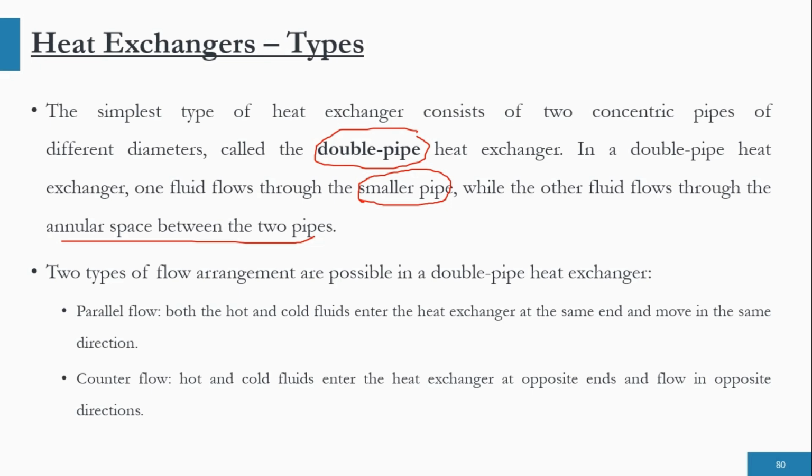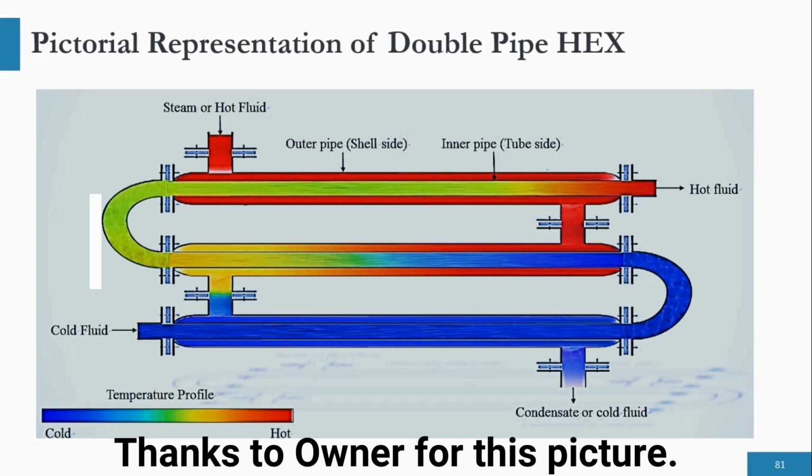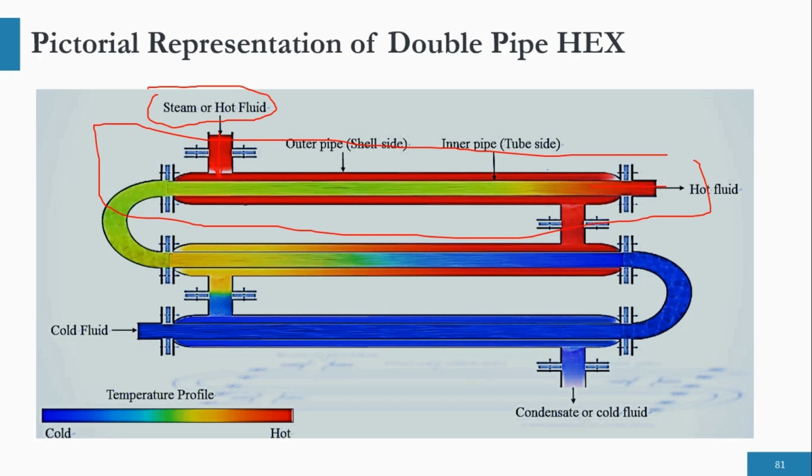Before going further to the flow arrangements, let us see this pictorial representation of the double pipe heat exchanger. The steam or hot fluid flows through here. Now these are the two pipes. This is the inner tube or inner pipe through which the cold fluid will be flowing, and this is the outer tube or the outer pipe, which we can call the shell side. The inner pipe we can call the tube side, the outer pipe the shell side. So the hot fluid comes here, passes through here, the cold fluid comes through here, and passes through here.